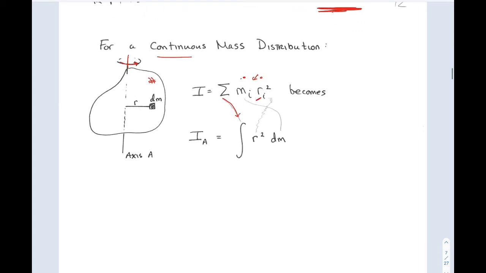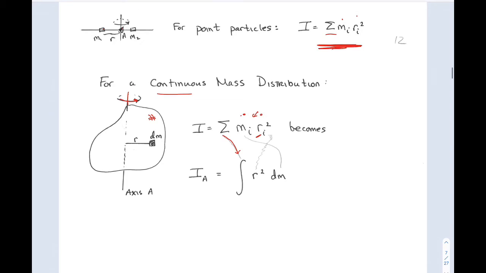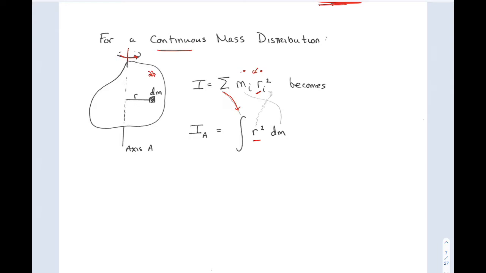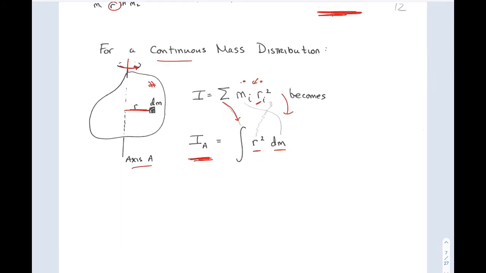Instead of r being the distance out to each point mass, now r is the distance out to the mass element dm. So we're going from the discrete world to the continuous world. That's how I find the moment of inertia of a continuous object about some axis of rotation. I think I called it axis A. It has the same form, mass times distance squared, but it looks a little different because of the order.